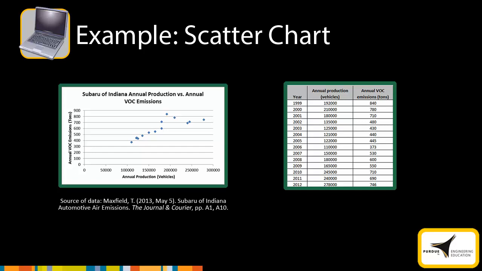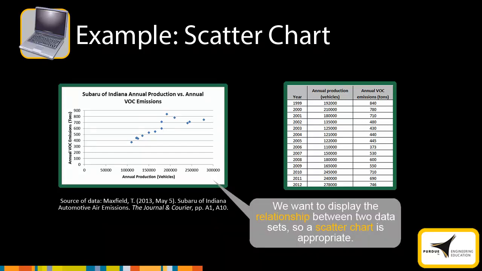Before we begin, let's verify that a scatter chart is the appropriate chart type for displaying this data. This dataset contains two sets of discrete values, annual production and annual VOC emissions. Because the chart will display the relationship between two datasets, a scatter chart is appropriate.